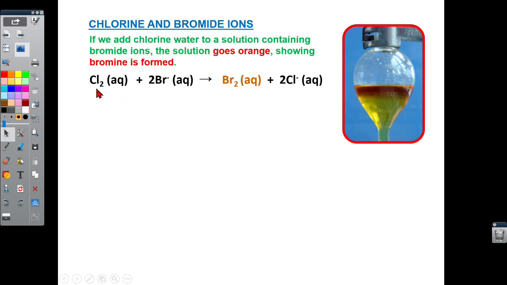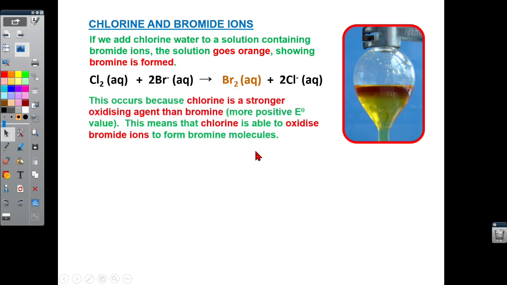Remember, oxidizing agents like chlorine get reduced themselves. And we have an oxidation process here from bromide to bromine. So this occurs because chlorine is a stronger oxidizing agent than bromine, more positive electrode potential value as we saw earlier. This means that chlorine is able to oxidize bromide ions to form bromine molecules.